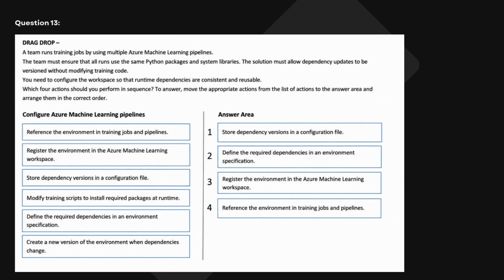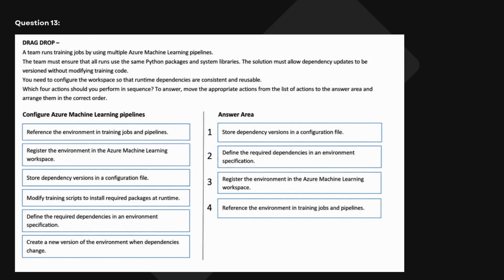Here's why. The requirement is to ensure consistent and reusable runtime dependencies across Azure Machine Learning pipelines while allowing versioned updates without changing training code. The correct approach follows the standard Azure ML environment lifecycle. A. Store dependency versions in a configuration file. This captures exact package versions so environments can be reproduced and updated in a controlled way.